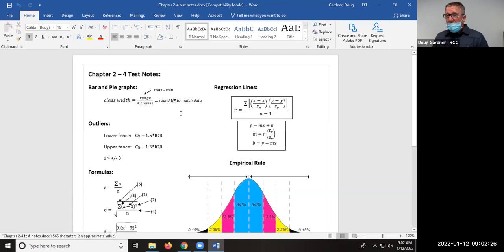So notice things that we've learned recently. Class width, that was maximum minus minimum divided by number of classes, and then you round that up to match the data. That was a formula we needed to make a bar graph, right? So that's on there.